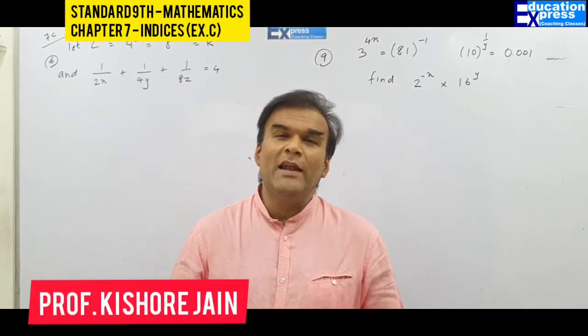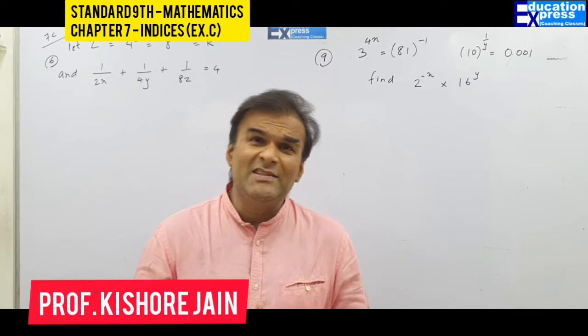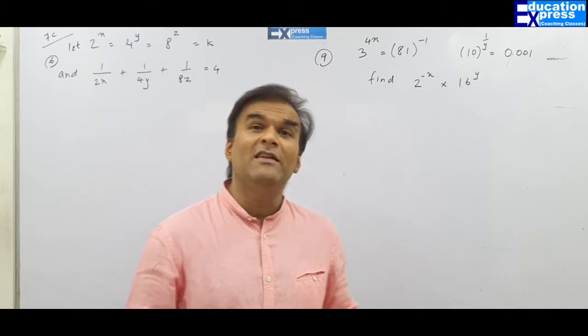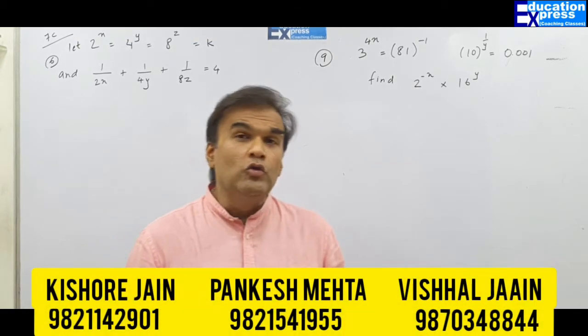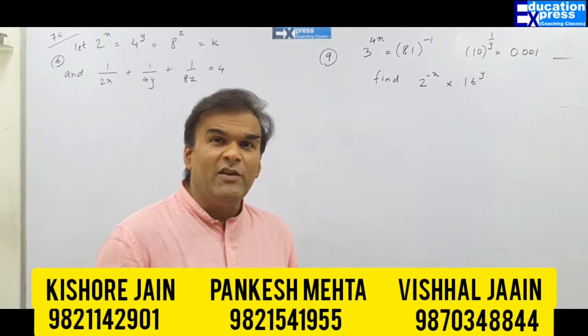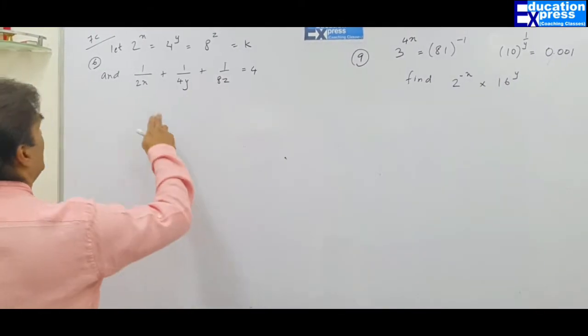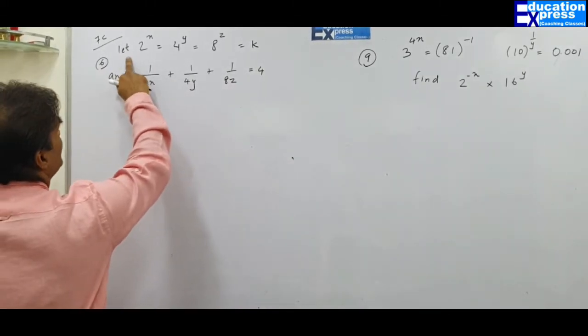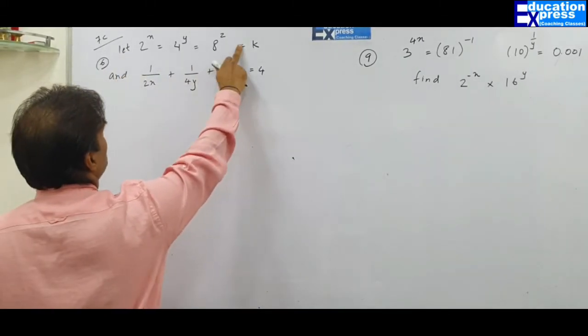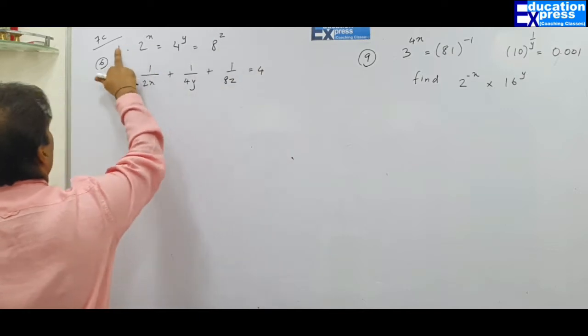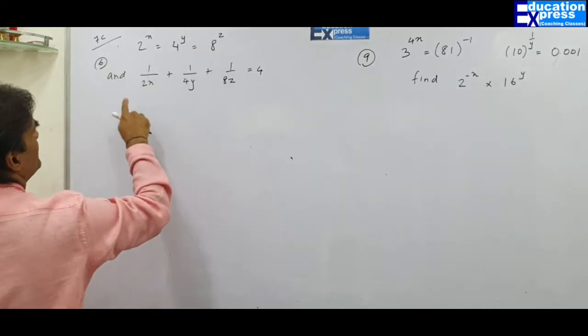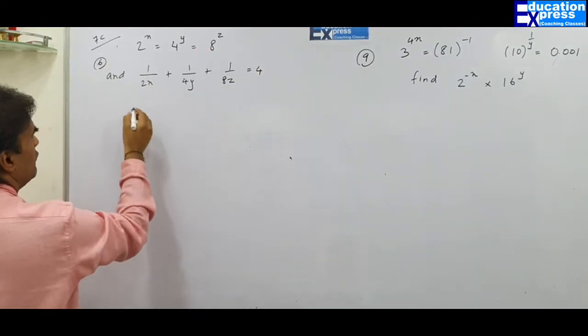Let us do a few selected questions from Indices chapter 7C exercise. Though we have done this chapter entirely in the Zoom class, a few selected questions will help you for future reference. So, the question is 2 raised to x equals 4 raised to y equals 8 raised to z. This information is given to us, and even this information is given to us. What we have to find?